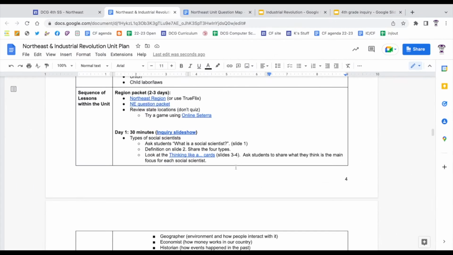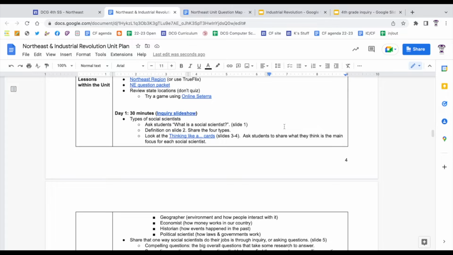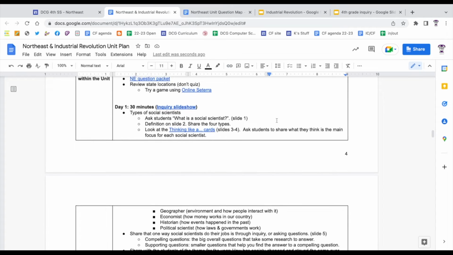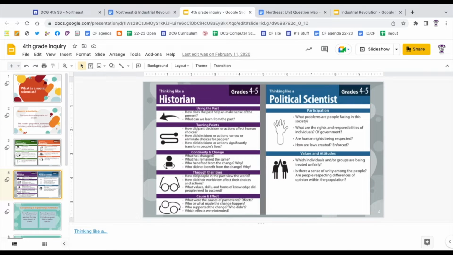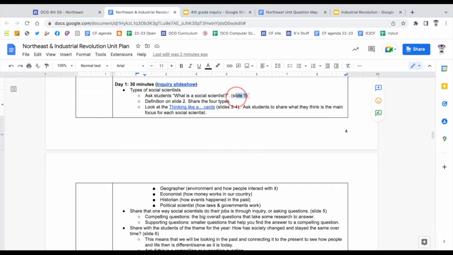So day 1 begins with learning about the different types of social scientists. And if you need it, there are some videos available on the Teaching Social Studies playlist that reviews this particular strategy. This one, you use the inquiry slideshow to move through and review the different social scientists. As you can see, the slides are noted in the lesson plan for which one goes along with which section.